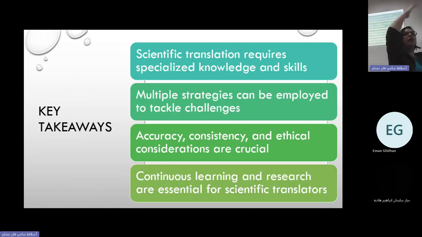The key takeaways of this chapter, or of this unit, are that scientific translation requires specialized knowledge and skills. They need multiple strategies that can be used in translating the different specialized terminologies and contexts. Accuracy, consistency, and ethical consideration are important. And continuous learning and research are essential for any scientific translator or technical translator. Okay? Whew. We're done with Unit 3.